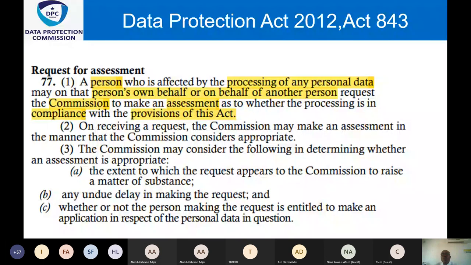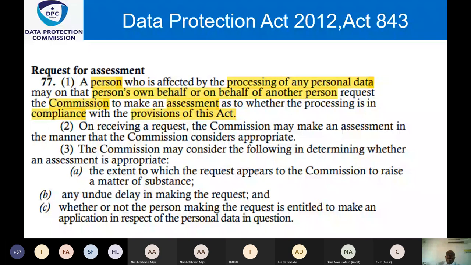For instance, under Section 77 of the Data Protection Act, a patient or a person, because we are talking about healthcare I'll substitute the patient, who is affected by the processing of any personal data may, on their own behalf or on behalf of another person, request the commissioner to make an assessment as to whether the processing is in compliance with the provisions of this Act. So typically, a patient in a hospital who is dissatisfied about the services provided and also suspicious of the IT systems put in place in the delivery of care can make a complaint to the Data Protection Commission and request an assessment of whether the hospital or healthcare institution has complied with the provisions of the Act.